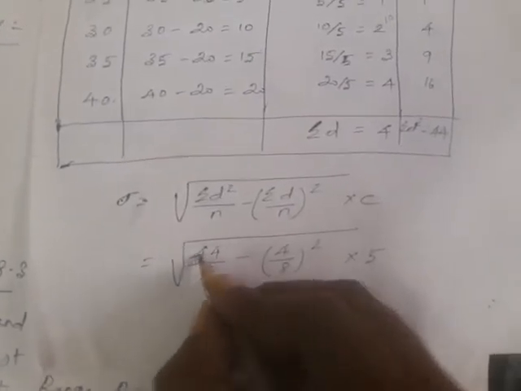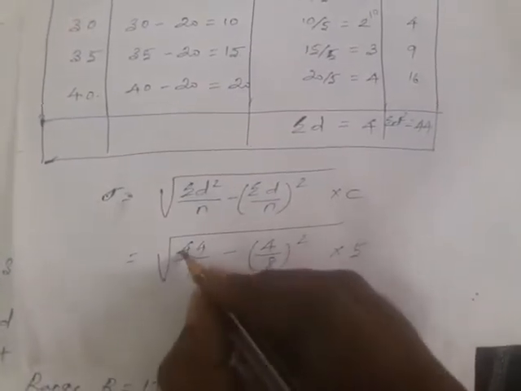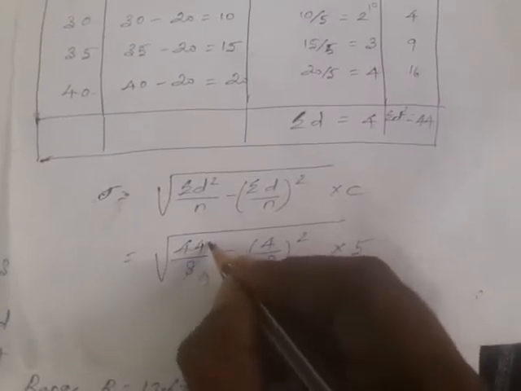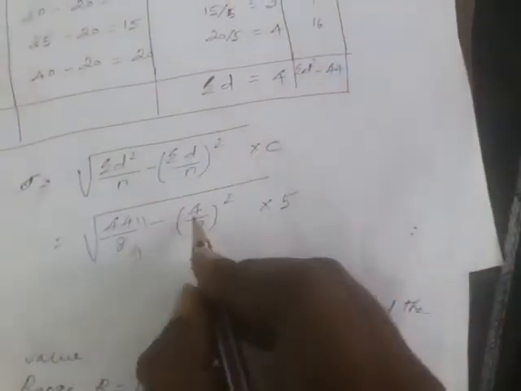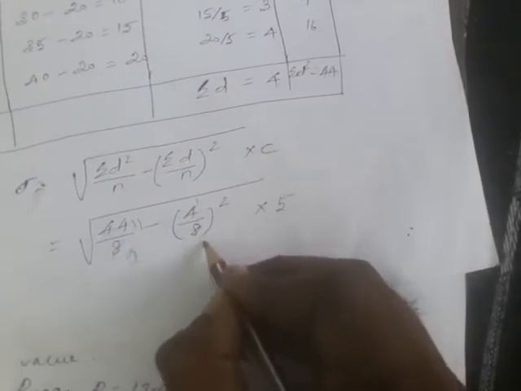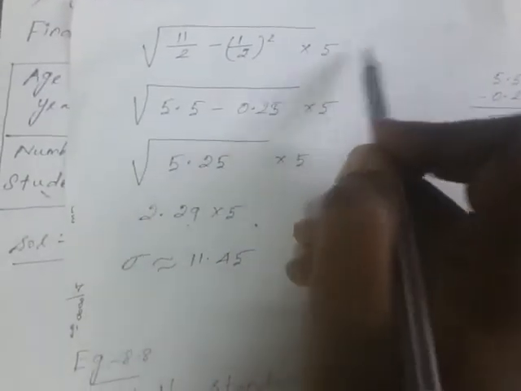Now simplify. 44 by 8: 4 2s are 8, 2 4s are 8, 1 4 is 4, so it reduces to 11 by 2. And 4 by 8 reduces to 1 by 2. So we get 11 by 2 minus 1 by 2 the whole square, into 5.